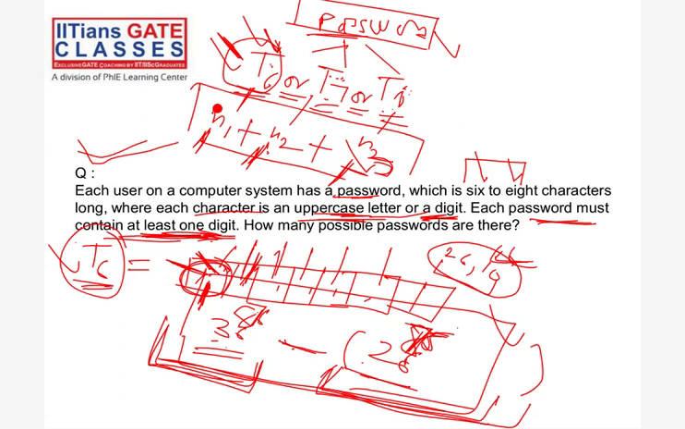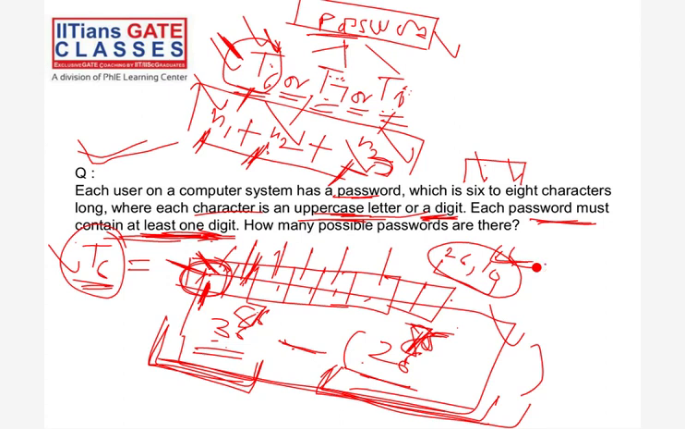So now we know the value of n1, n2, and n3. Now we can just add them, and that will be our final answer. You see, we were looking at simple principles, taking simple examples, but using those tools we can solve these kinds of complex questions also.